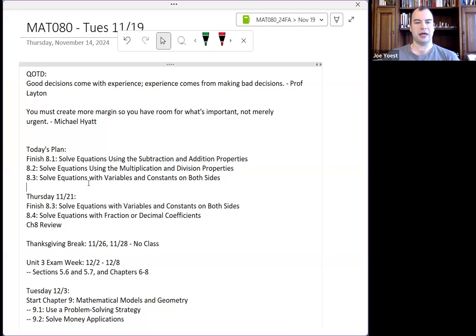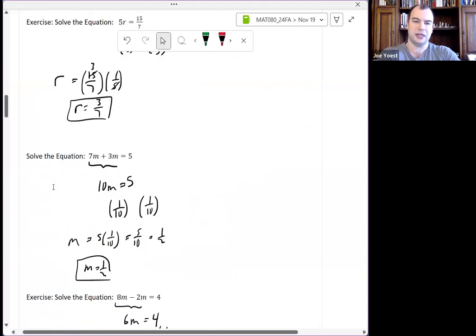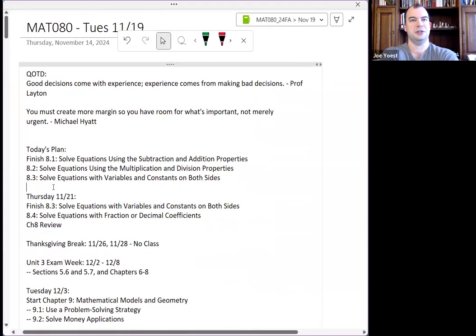We'll continue on with this format now that we're moving into material that it's not really our first introduction to this material. We're kind of refining our abilities at this point. So we'll continue on with this format where I'll do an example or two and then give you an exercise or two to work on your own. And we'll keep going like this through the rest of section 8.3 and 8.4. And then depending on how much time we have, we'll do a little bit of chapter 8 review at the end of class next time.